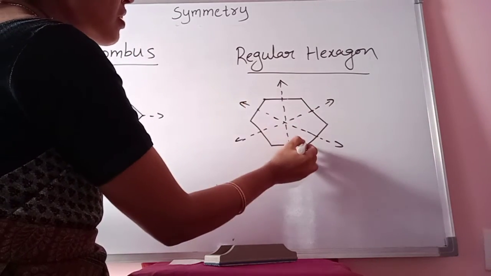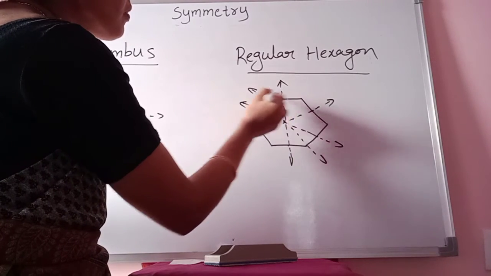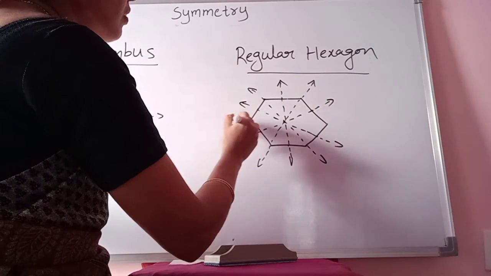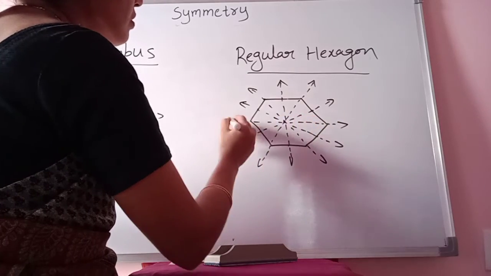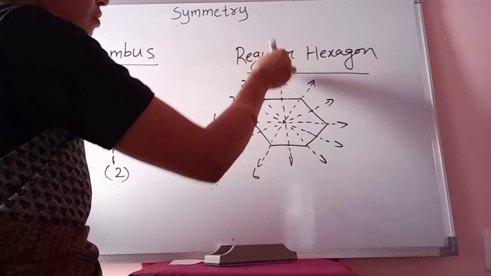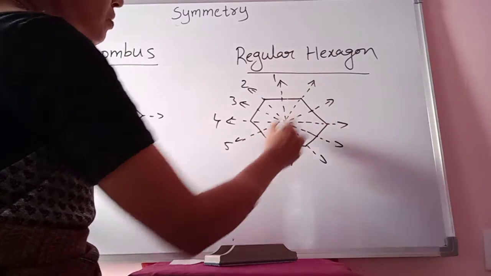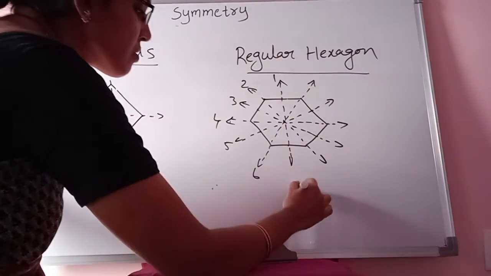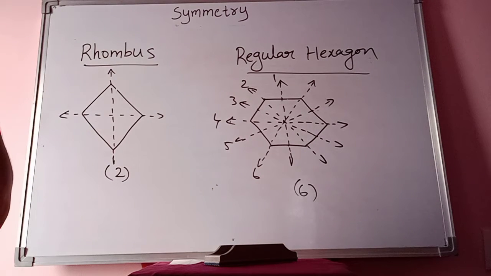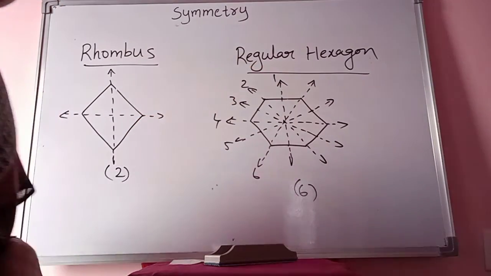Now opposite vertices also I am joining. This is the fourth one. And again these opposite vertices, fifth one, and these two opposite vertices, sixth one. 1, 2, 3, 4, 5, 6. It has 6 lines of symmetry. All the 6 sides are equal in size and all the 6 angles are equal in measure. Therefore, this regular hexagon has 6 lines of symmetry.